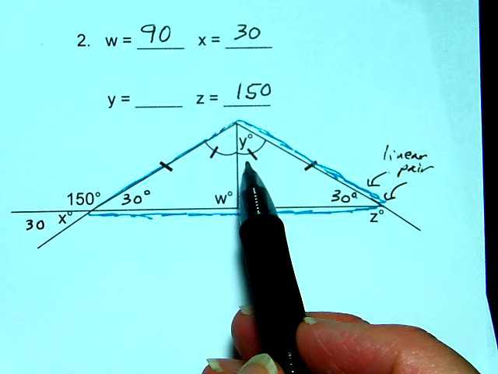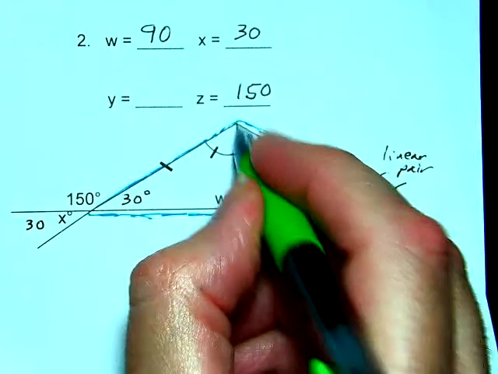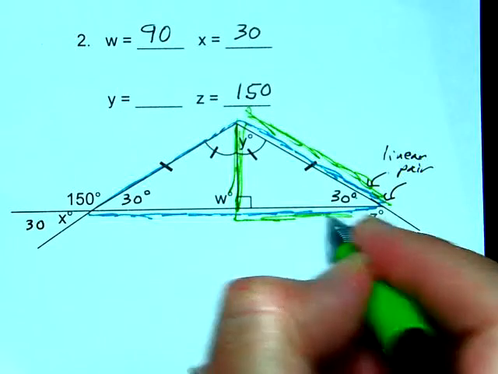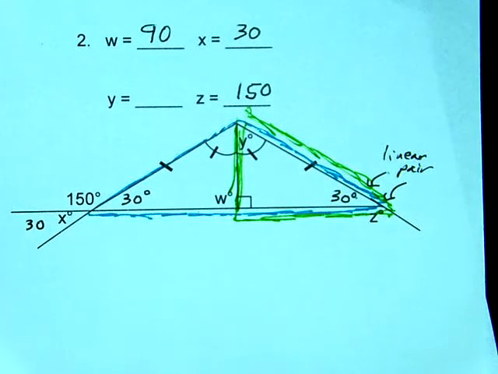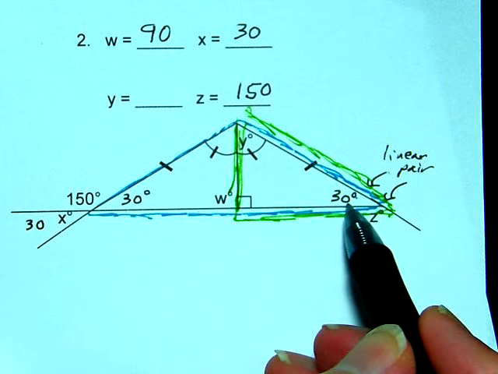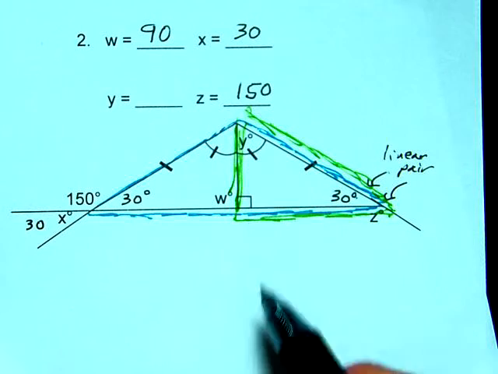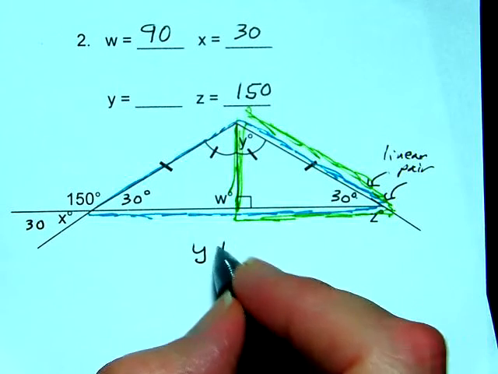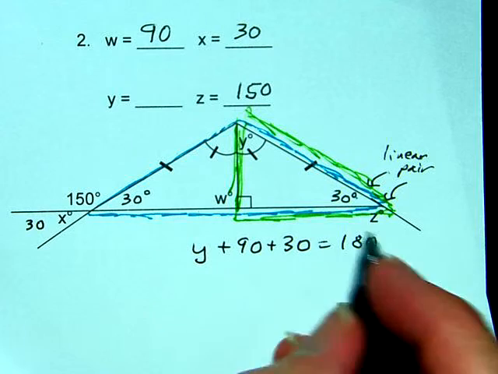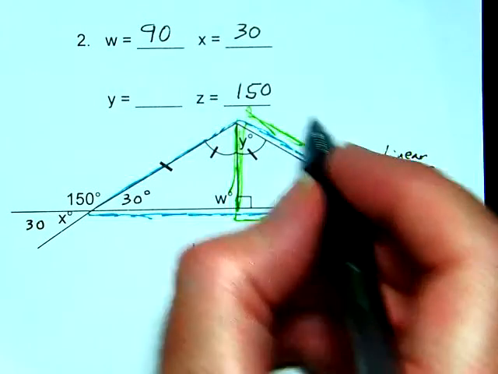Yes. Okay, we can, because now we're going to look at this smaller triangle, which I'm outlining in a lighter green color. And that smaller triangle is a right triangle. It has a right angle, it has a 30-degree angle, and then it has angle y. So angle y plus 90 plus 30 has got to equal 180 because of the triangle sum theorem. And when you solve this equation, you will find y is equal to 60 degrees. Okay, so then y equals 60 degrees.